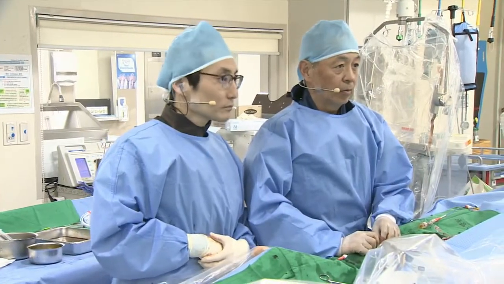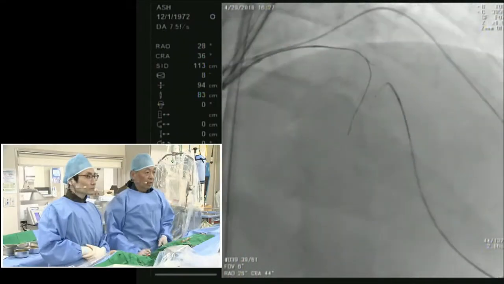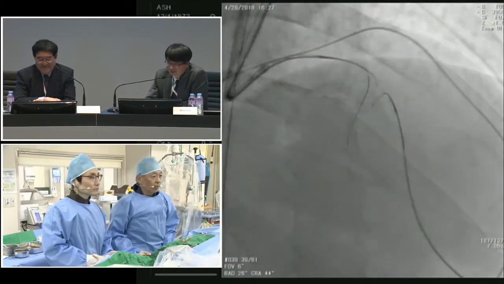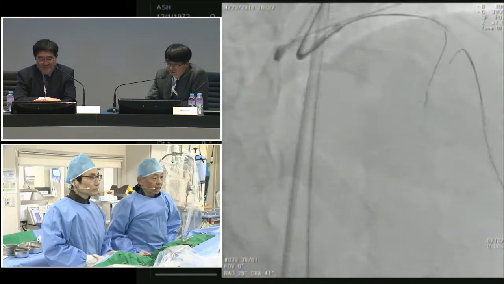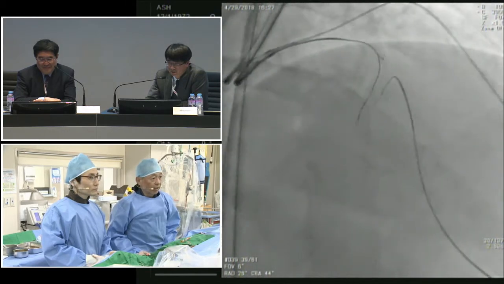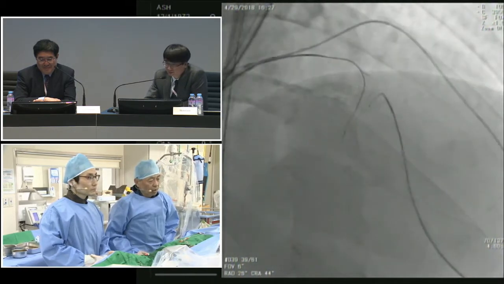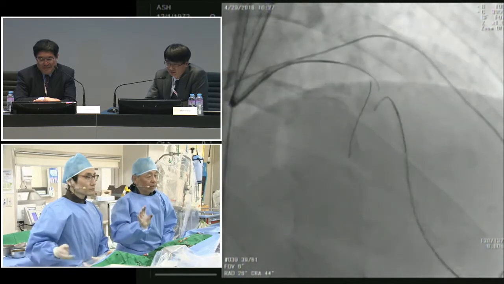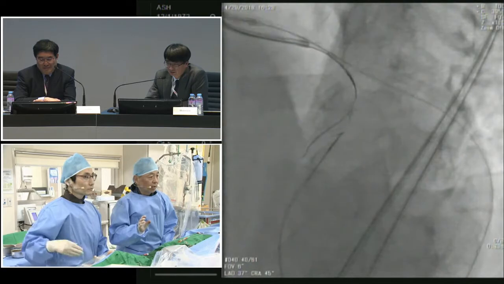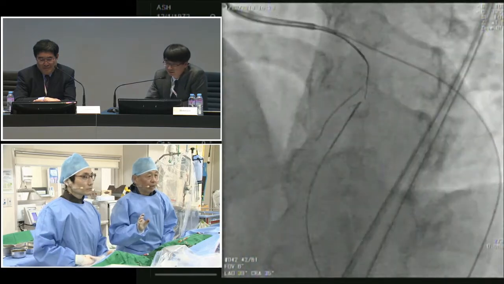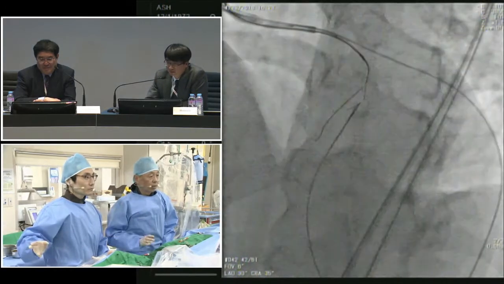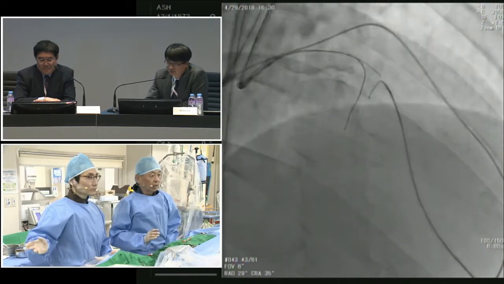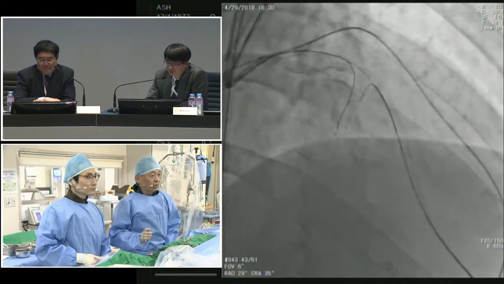Okay. Big progress. Really? Yeah. In this situation, I tried to do antegrade wiring. This Corsair is a very good target. However, this wiring is very difficult, and with the Gaia Next, I could not get the true lumen. So I changed strategy to the next step: reverse CART technique.